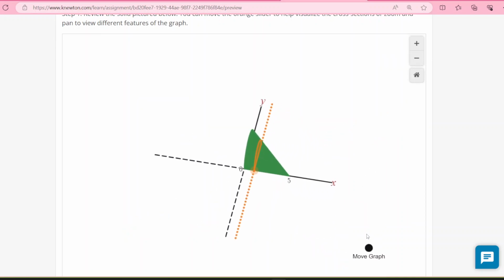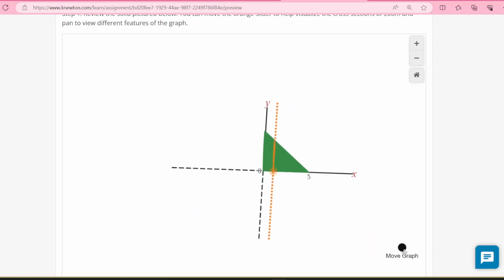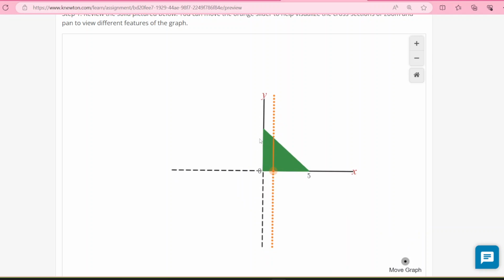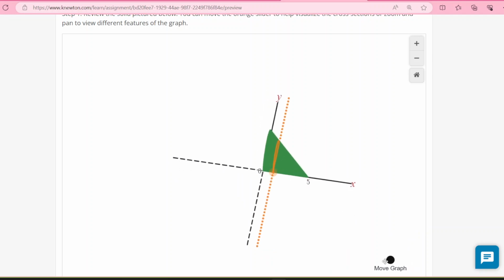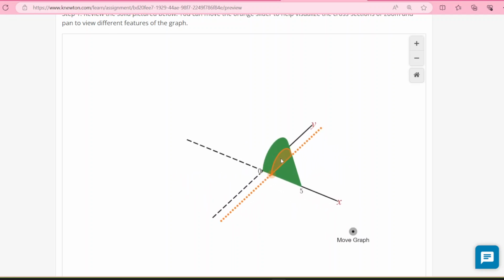Here it is. See, if you look at it from above, you're seeing the triangle base. But if you look at it from the side, you're seeing your semicircle cross sections. Yeah, there's your 3D figure. And we just found the volume of it.